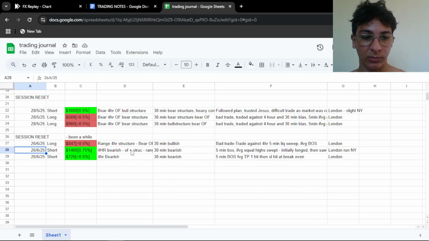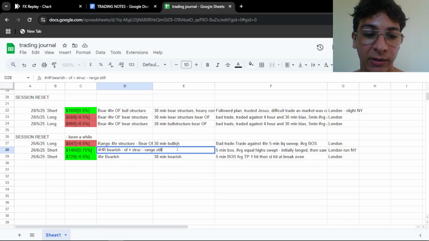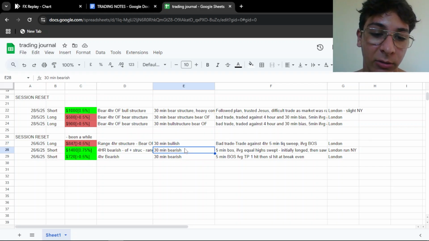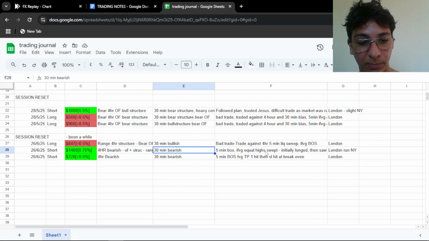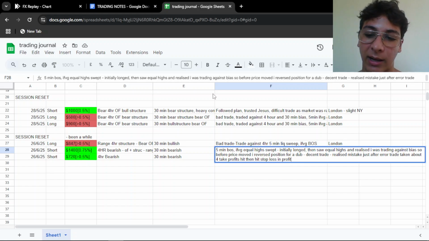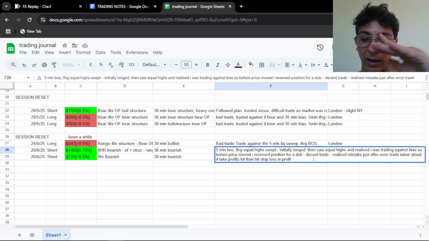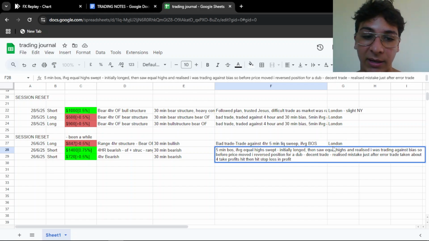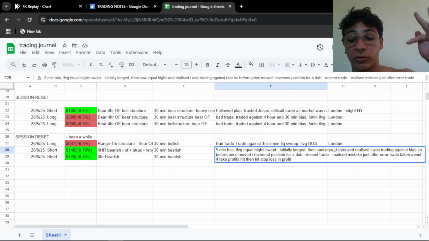The 4 hour was bearish order flow and structure, however still within a range. The 30-minute was bearish, and we entered off of a 5-minute break of structure, inverse fair value gap, equal highs were swept. I initially longed, and then I saw that they were equal highs, and I had initially a bearish bias, but then I longed because I just saw it going up.